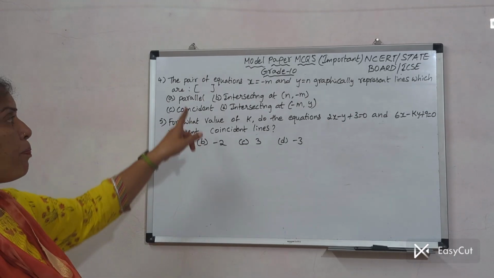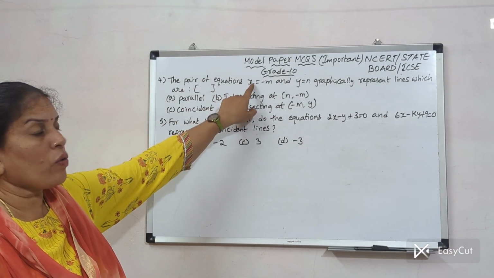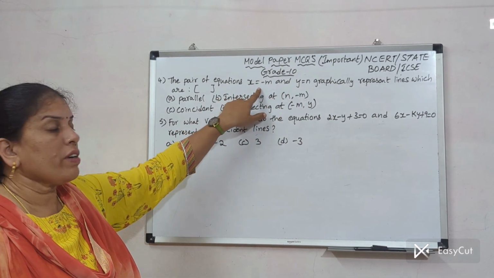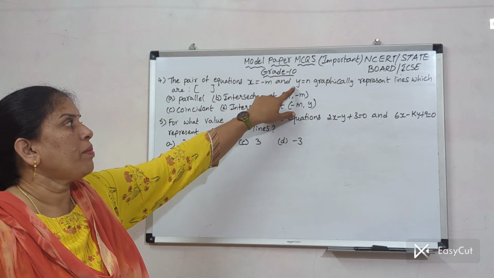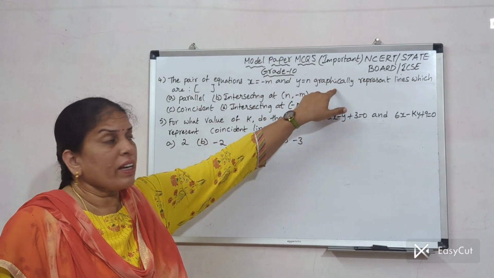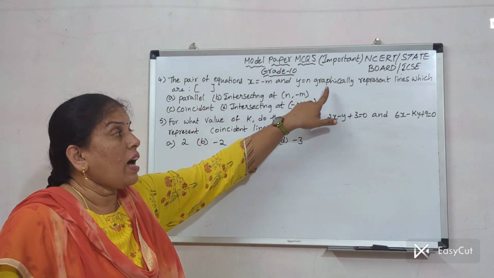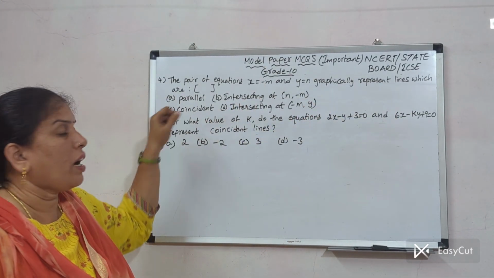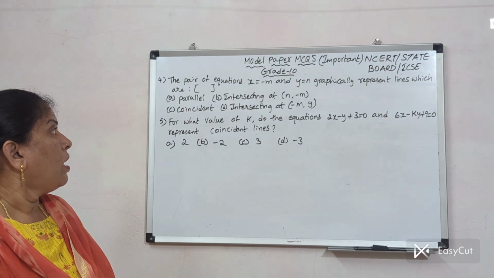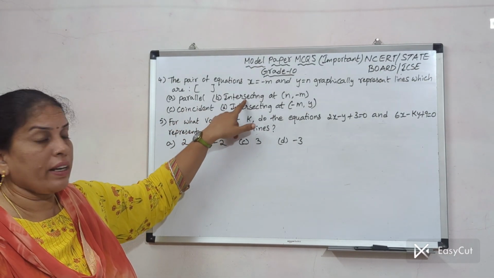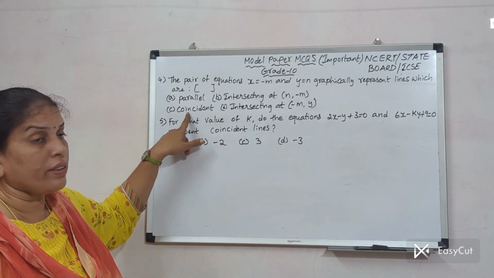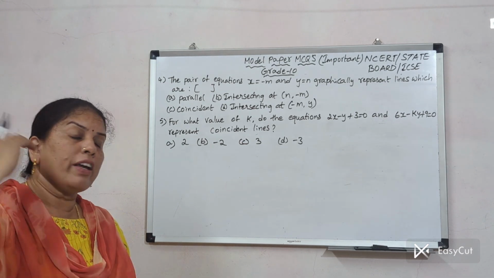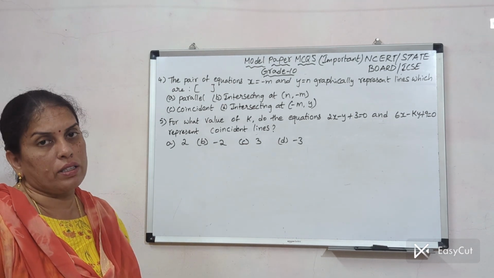Next question. The pair of equations x is equal to minus m and y is equal to n. They gave two equations, x is equal to minus m and y is equal to n. They asked you to graphically represent the lines. Are they parallel? Are they intersecting at n and minus m? Are they coincident? Are they intersecting at minus m and n? If you check graphically, it is very easy to answer this question.